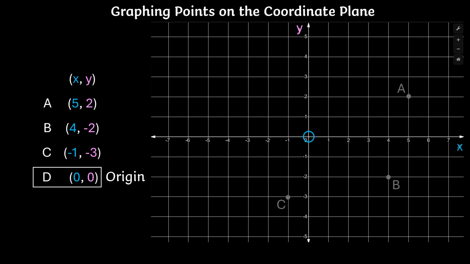The same goes for the y-coordinate. We don't move up or down, we stay in the middle. That means the point 0, 0 is right in the middle at the intersection of the axes. When an ordered pair is located on either axis or at the origin, it is not in any one of the 4 quadrants.